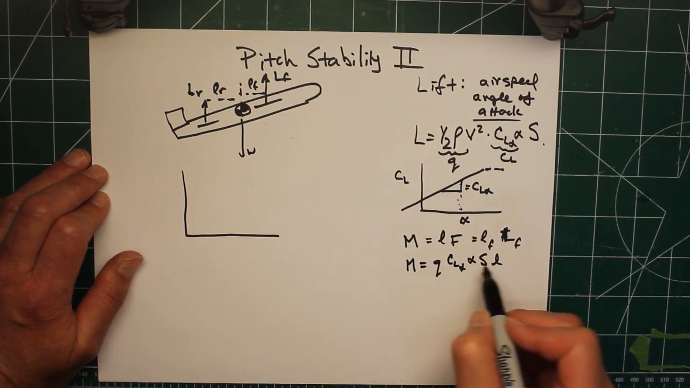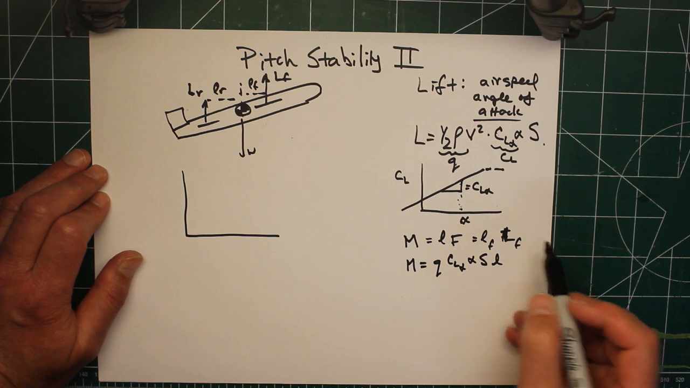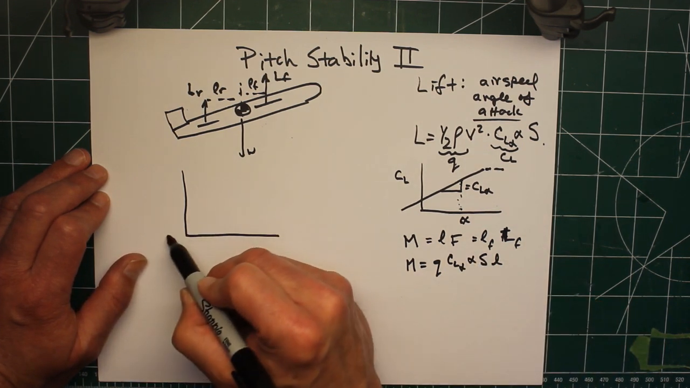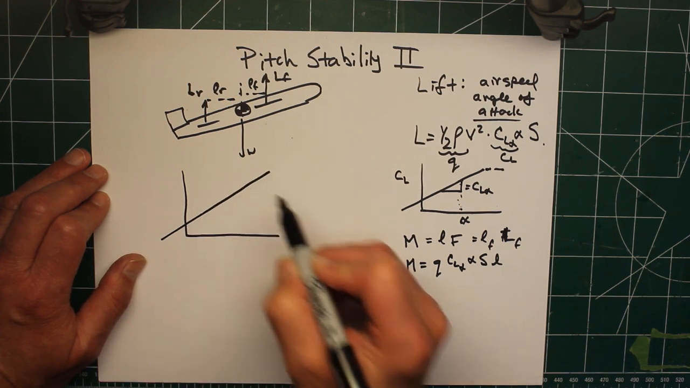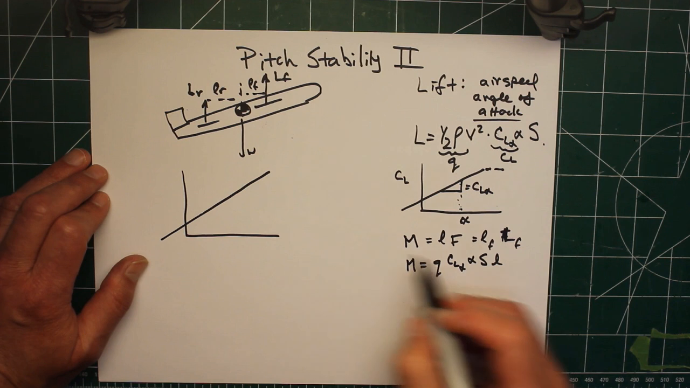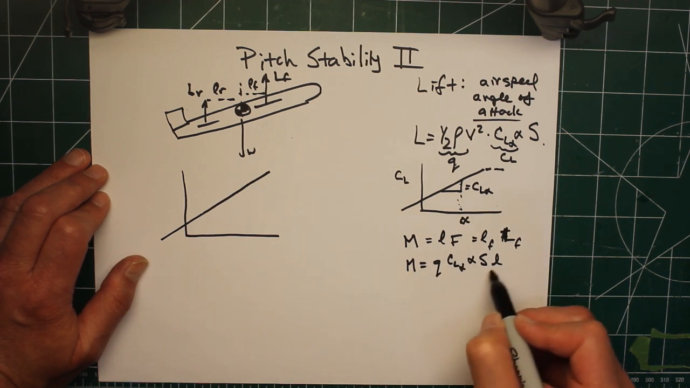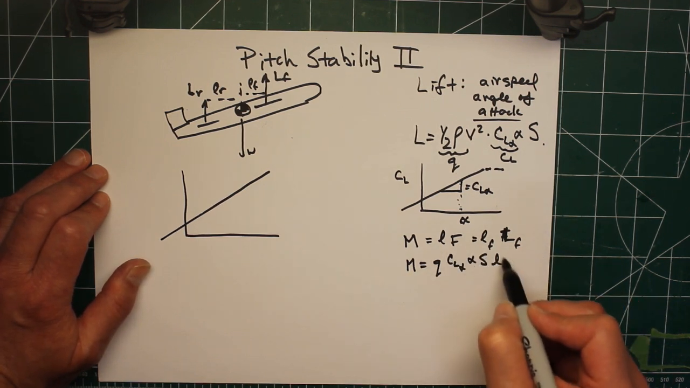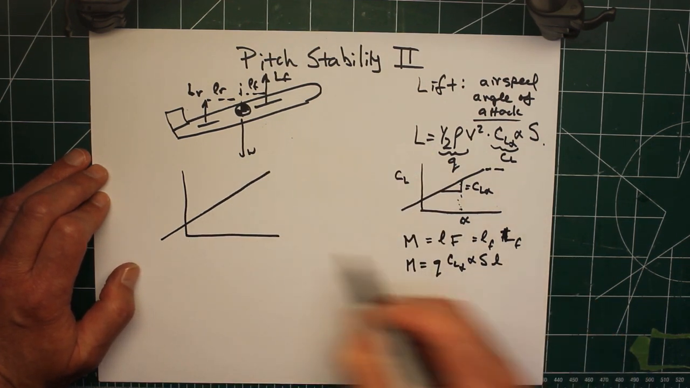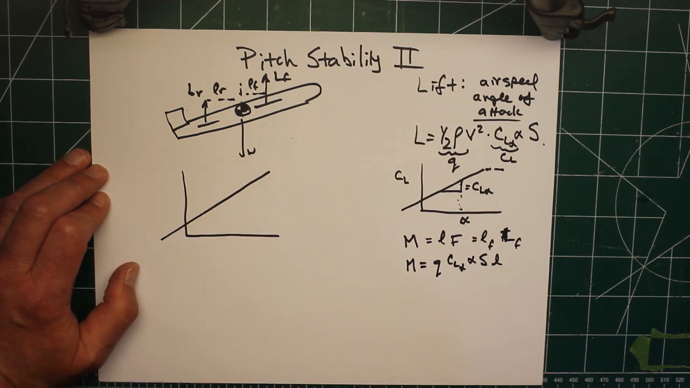So we know that this is going to be a straight line, and depending on exactly where alpha is, it may or may not go through 0, and I'll explain that in a moment. But the slope of this line is going to be the slope of this times all these things. So if you've got a big S, for example, and a big L, this line is going to be steeper. If you've got a small S or a small L, this line is going to be less steep.